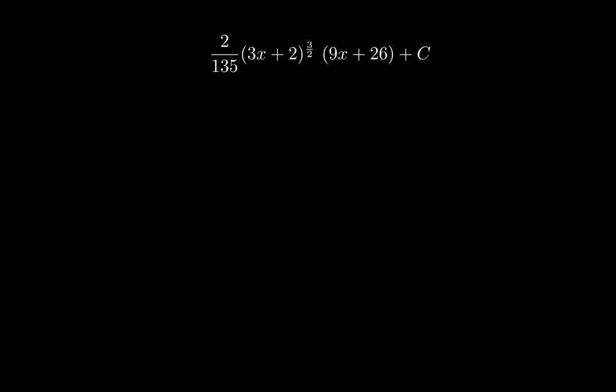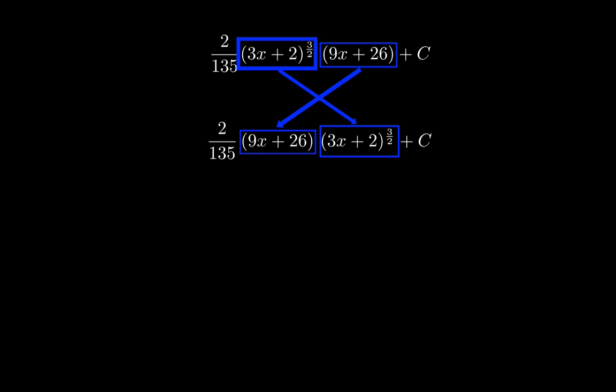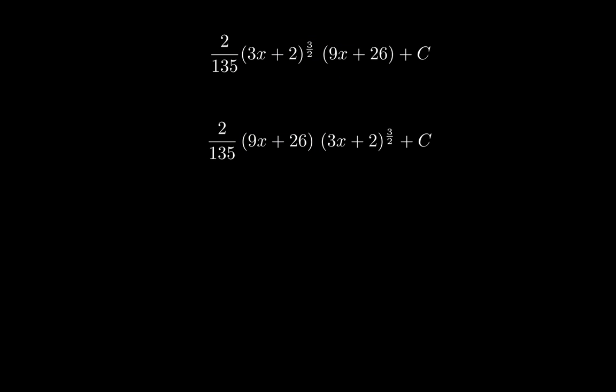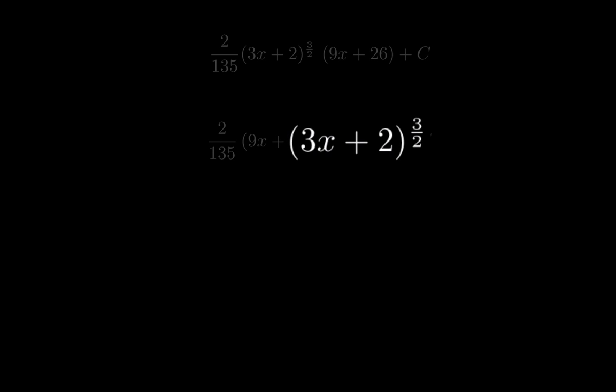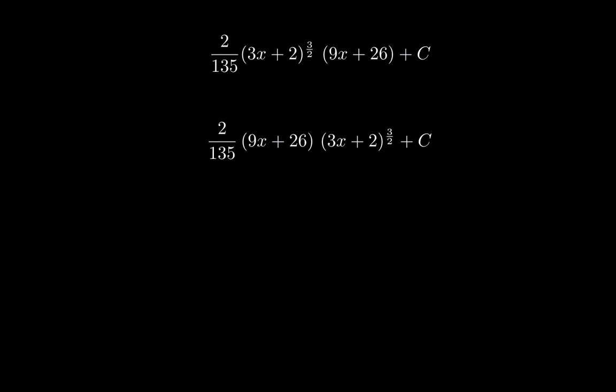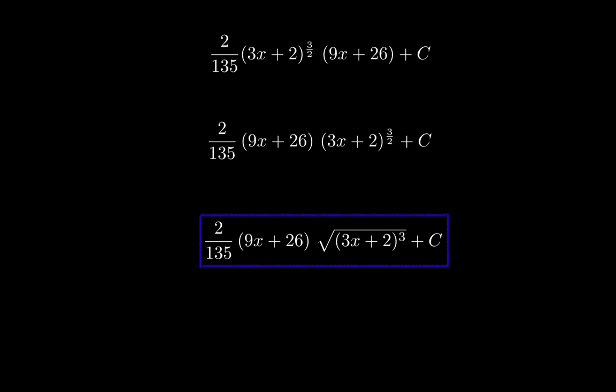So now I'm going to put the linear factor first, which is 9x plus 26, and then the rest of the expression. Now I'm going to turn that (3x plus 2) to the 3/2 into a radical. So it's going to be a square root. So the final answer will be the expression that you have there.